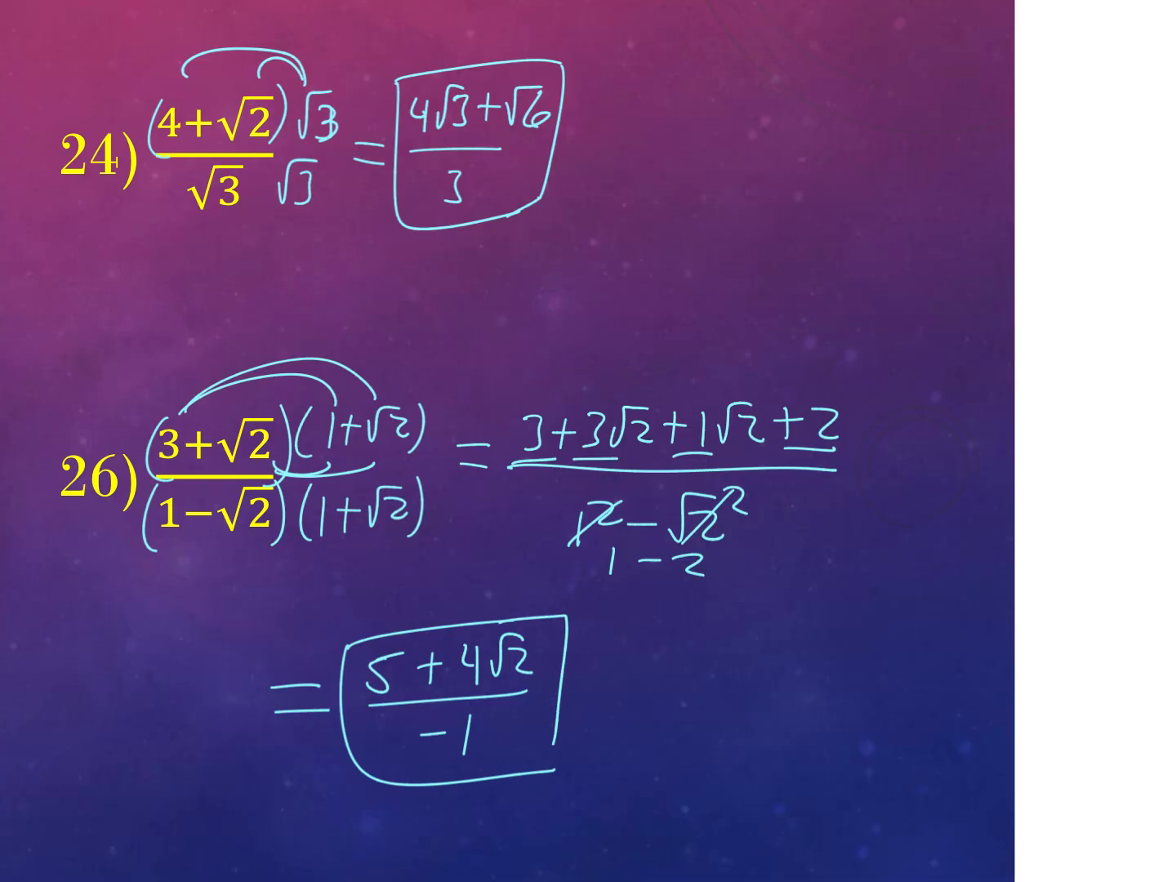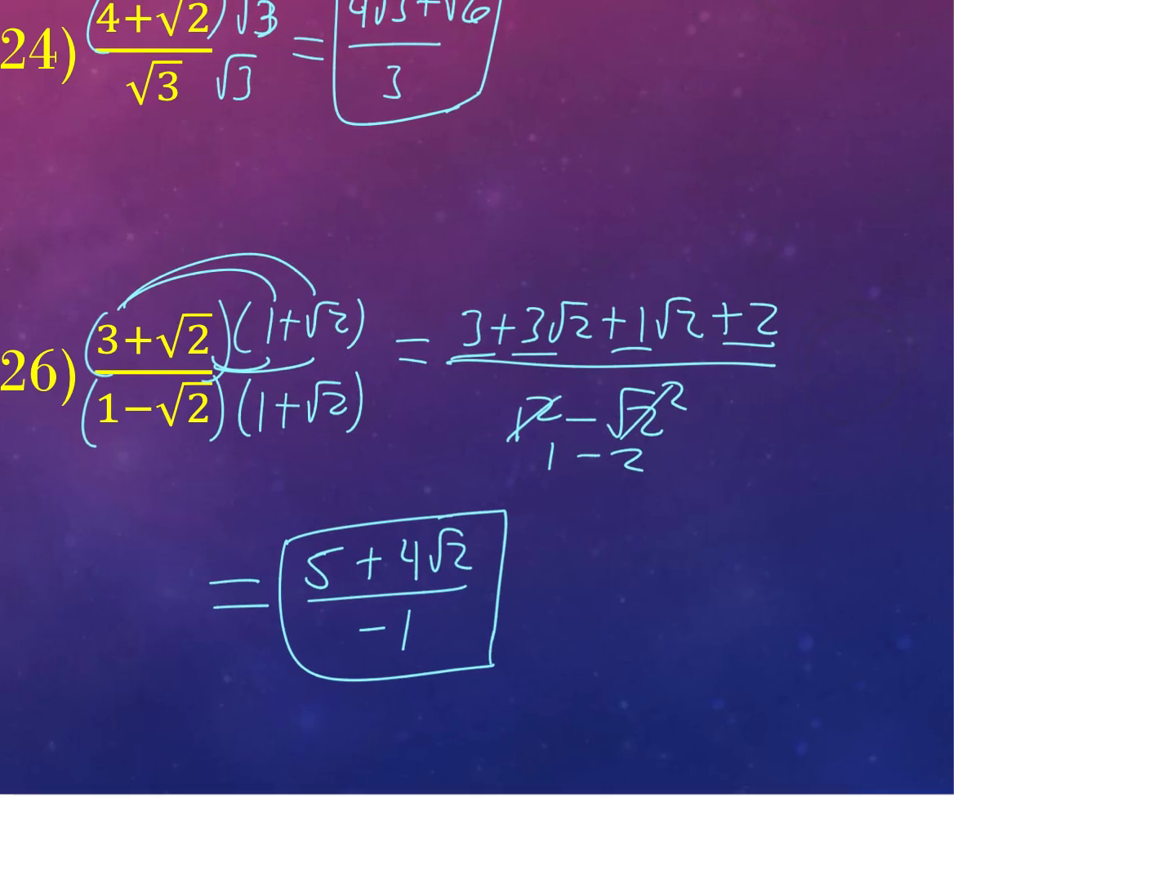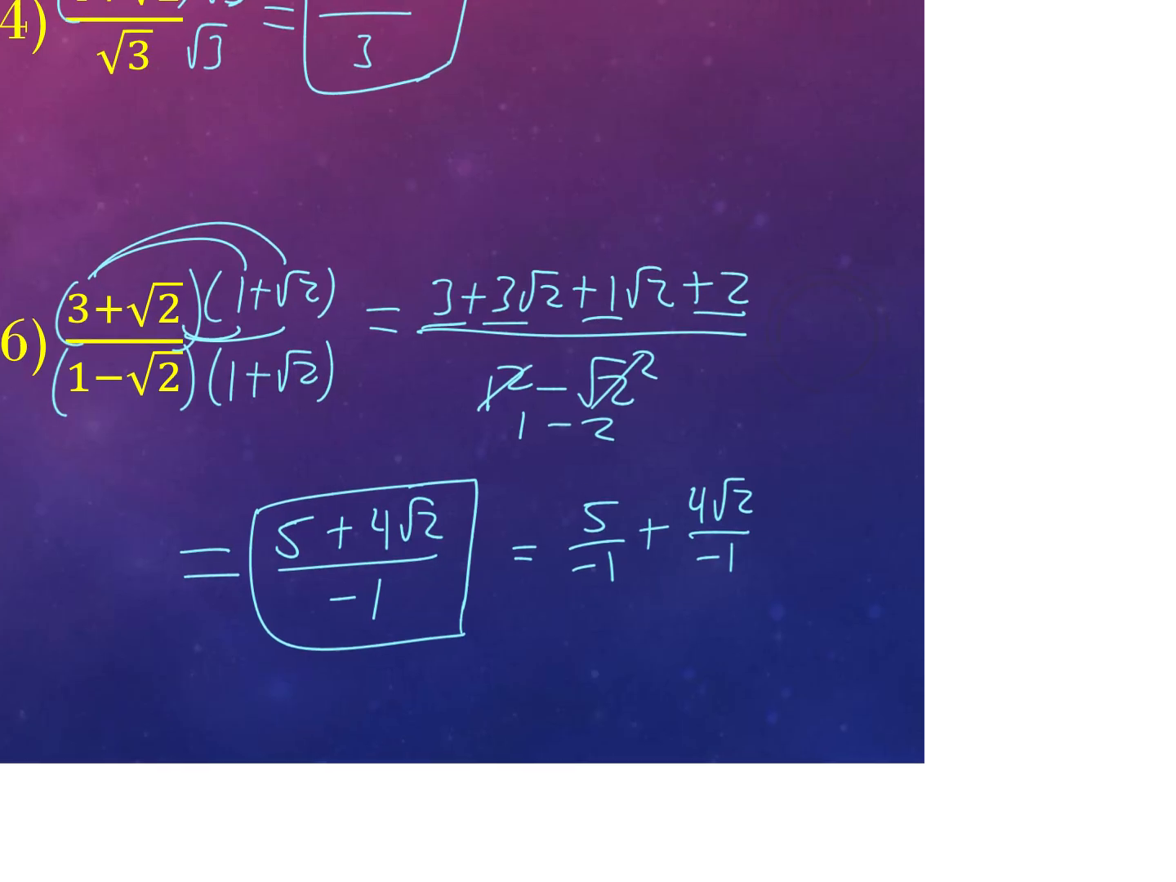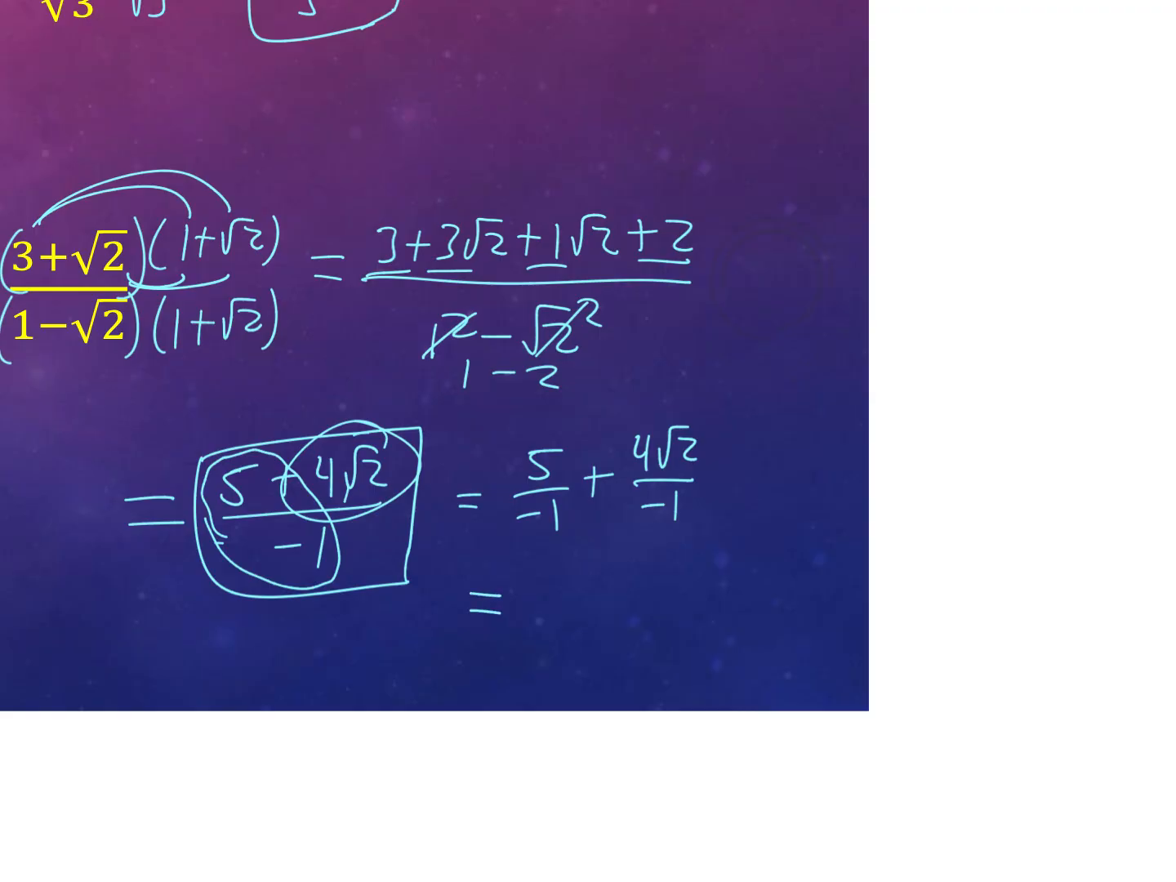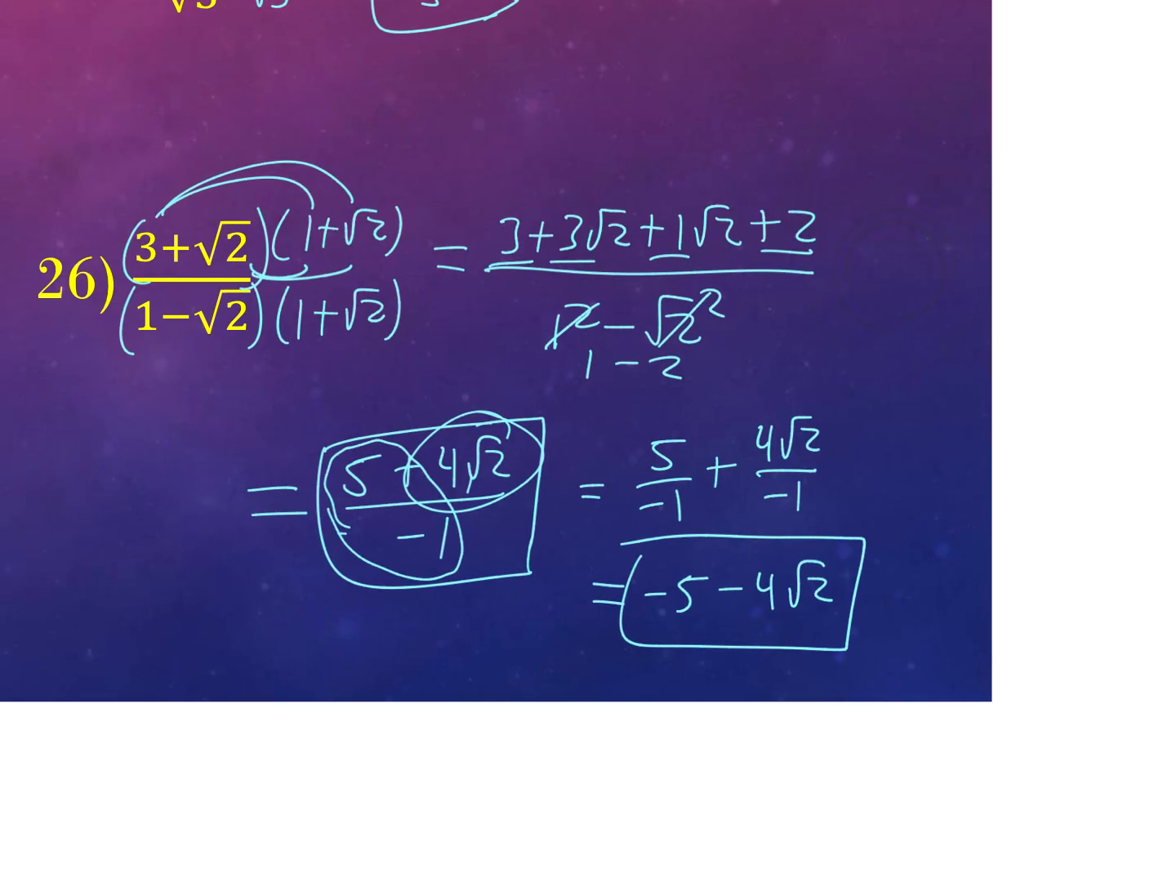And you can leave it like this. This is perfectly fine. Or you can split up that fraction: 5 over negative 1 plus 4 square root of 2 over negative 1. But if you do it, some people are tempted to just do one of these, like maybe you're just going to do that and leave this positive. That is not the case. You need to actually do it to both of your terms on top. So if you have a denominator, that has to be under both terms. So then you get negative 5 minus 4 square root of 2. So that's also equally correct.